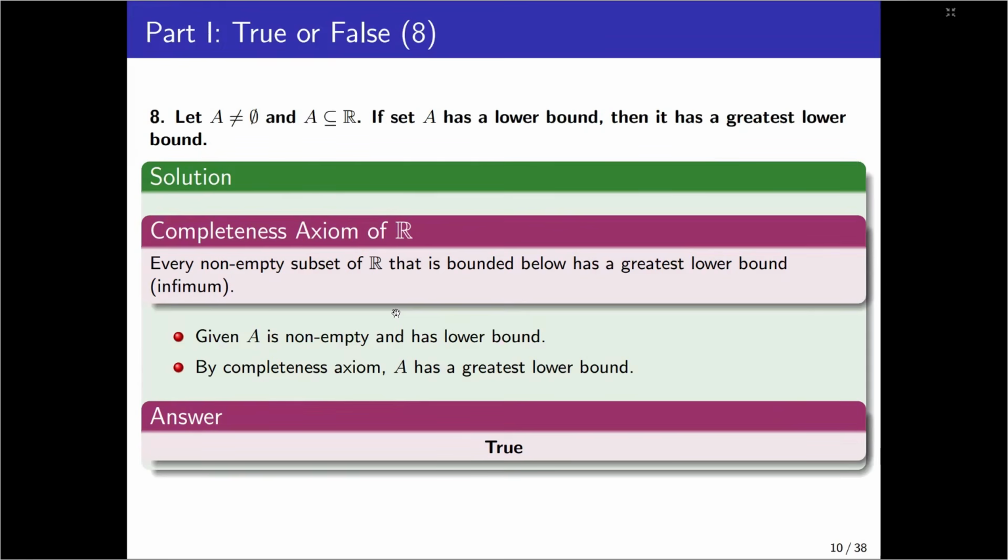That means every subset of the set of real numbers, if it has a lower bound, must have a greatest lower bound, and if it has an upper bound, it must have a least upper bound. And that is why this is true.